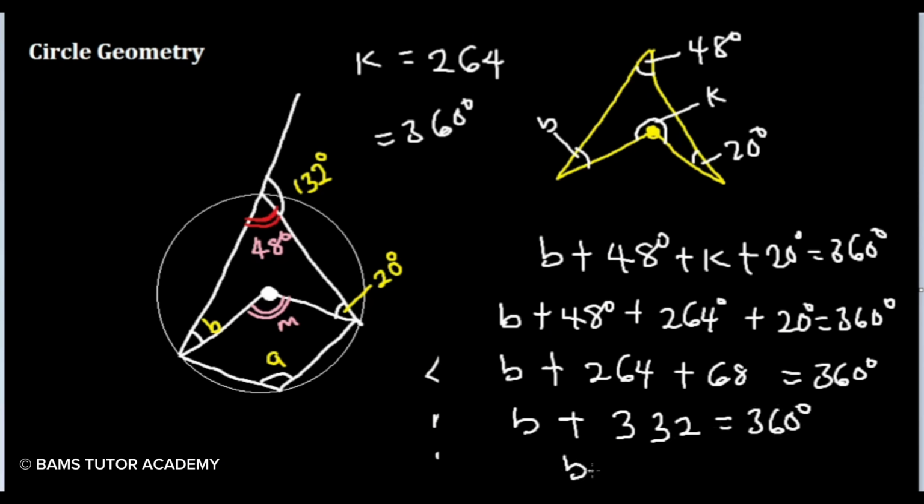So what do we do? We take 332 to the other side, so 360 minus 332, using our calculator, 360 minus 332, that is 28. So our value of B will now be, finally, B is equal to 28. All right, so B is 28, and that will be the solution to this problem.